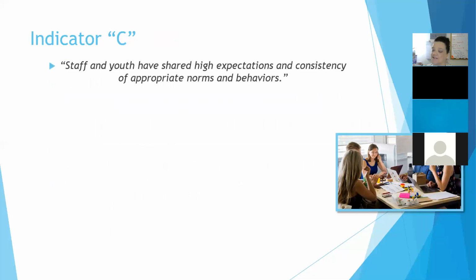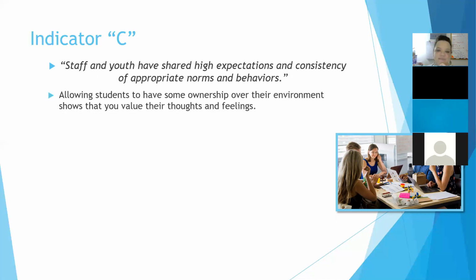So here's that indicator I was just talking about, right? Staff and youth have shared high expectations and consistency of appropriate norms and behaviors. Sounds so easy, right? So easy. But allowing students to have ownership over their environment shows that you value what they're saying to you, right? Their thoughts and their feelings are validated, which goes a long, long way with them feeling confident in building those communities and relationships.